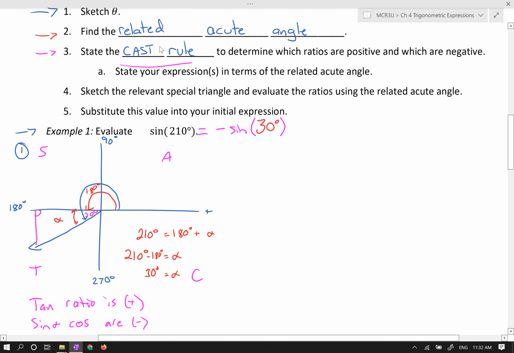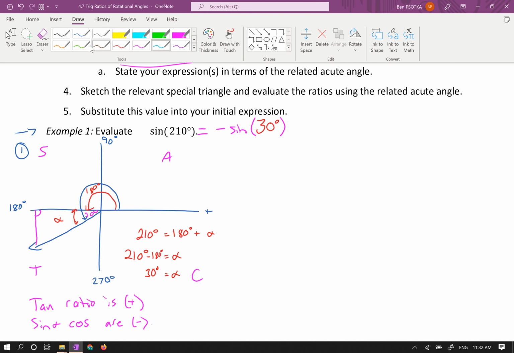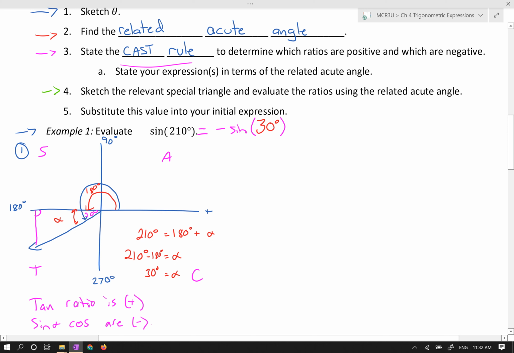Now I should be able to, and bear with me here, we'll grab a green color, sketch the relevant special triangle. So you should be able to sketch a special triangle with a 30-degree angle. Try it out right now. I encourage you, pause the video, sketch your triangle, and then unpause to see how you did.